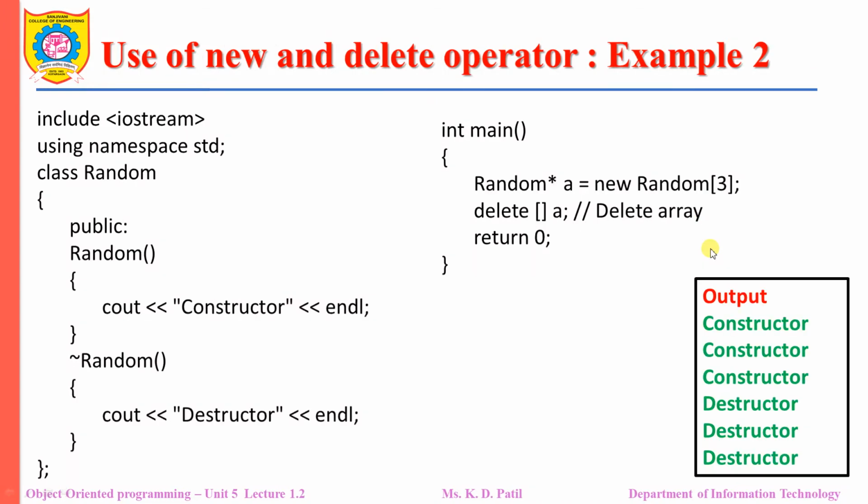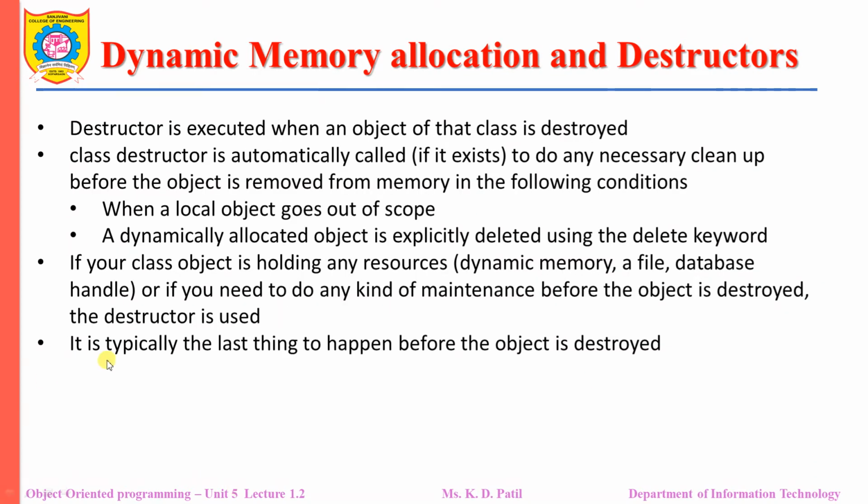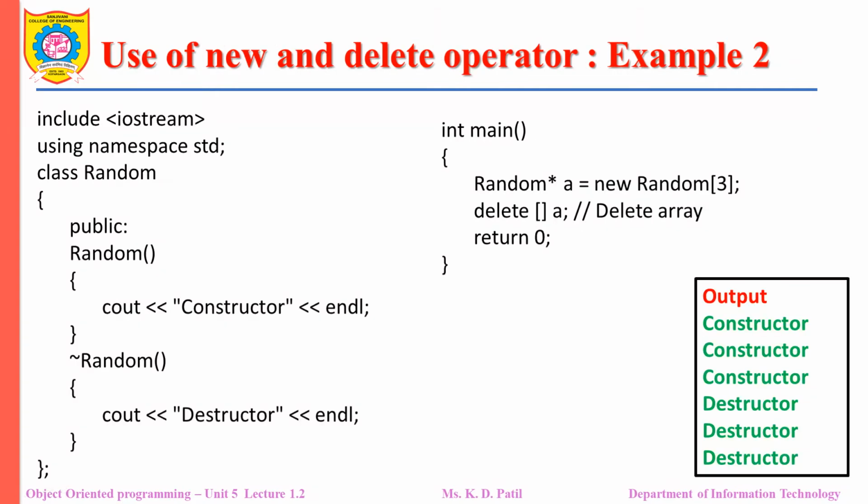If you observe the previous example, when we use the delete keyword to delete that respective array, at that time the destructor will be called. If your class object is holding any resources such as dynamic memory, a file, or a database, or if you need to do any kind of maintenance before the object is destroyed completely, the destructor is called. It is typically the last thing to happen before the object is destroyed. So here the array of objects is going to be destroyed using the delete keyword, and before that the destructor will be called to indicate that now the object can be deleted.